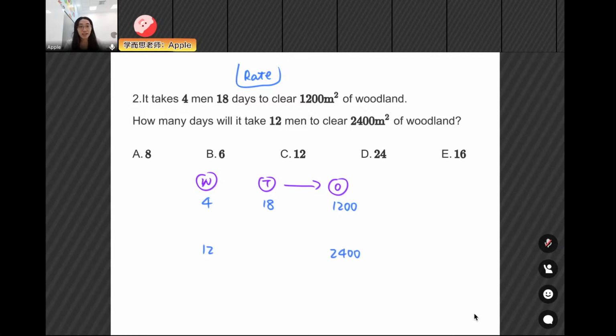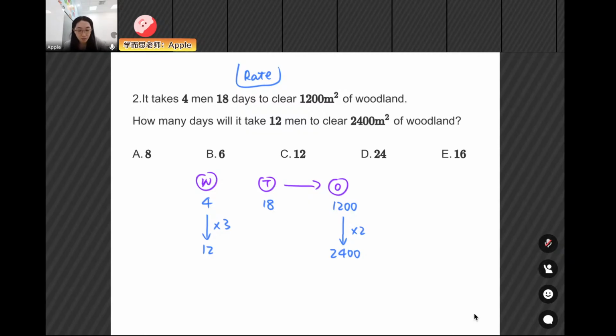What is the relationship between the workers here? From 4 to 12, we just multiply by 3, right? Then what about the outcome? From 1,200 to 2,400, that is times 2. The worker is times 3, but how can you result in times 2?